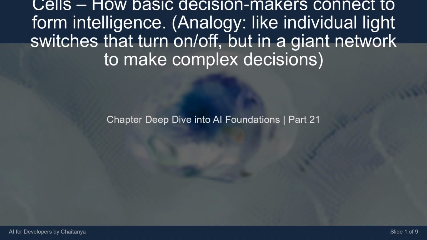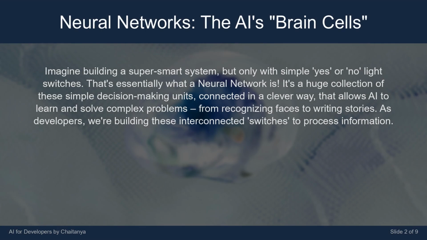I'm Chaitanya talking bot. Today's lesson is titled Neural Networks. The AI's simple yes/no brain cells, how basic decision makers connect to form intelligence. Analogy: like individual light switches that turn on and off, but in a giant network to make complex decisions. Imagine building a super smart system, but only with simple yes or no light switches. That's essentially what a neural network is.